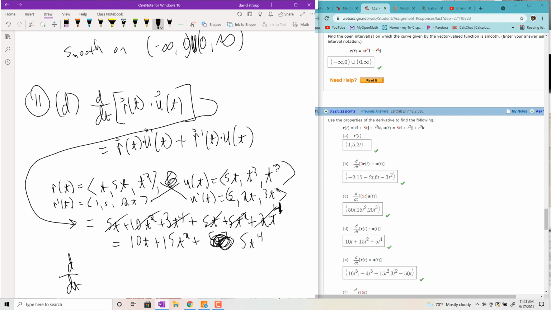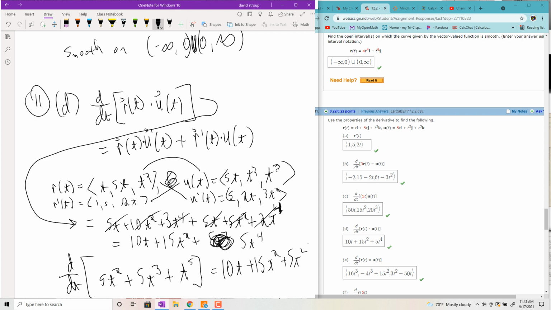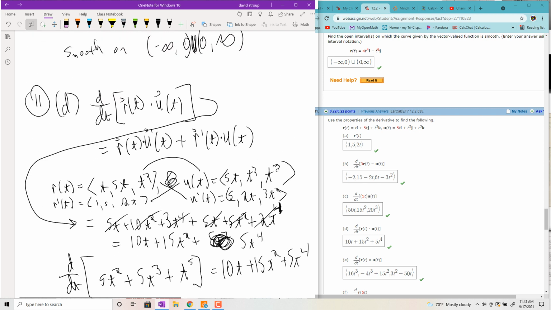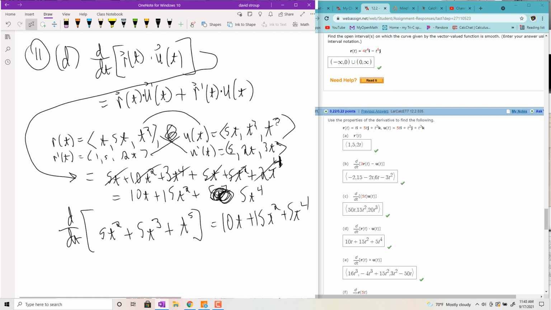So the dot product of r and u would be 5t squared plus 5t cubed plus t to the 5th, and then its derivative is 10t plus 15t squared plus 5t. So you see what I mean? Sometimes you go to the formula, but if you're not even familiar with the formula, it may not even be worth it, because that was a lot of work.